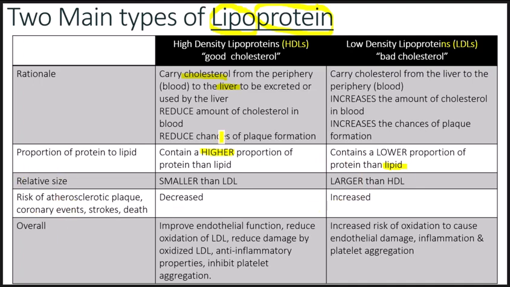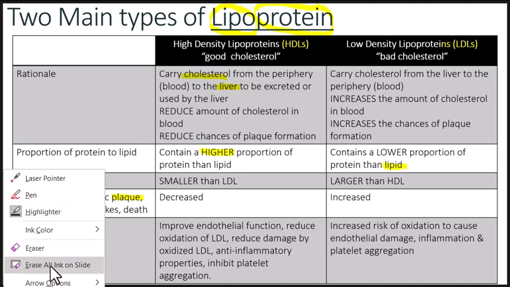We know already that if HDL is going to take cholesterol out of our blood, then this is going to reduce the chance of plaque formation, which in turn reduces the chance of coronary artery problems, stroke, and death. Whereas LDL is going to be just the opposite. This cholesterol is going to hang out in the blood, promote atherosclerosis, the formation of these plaques, which can then lead to heart and brain events as well as death.